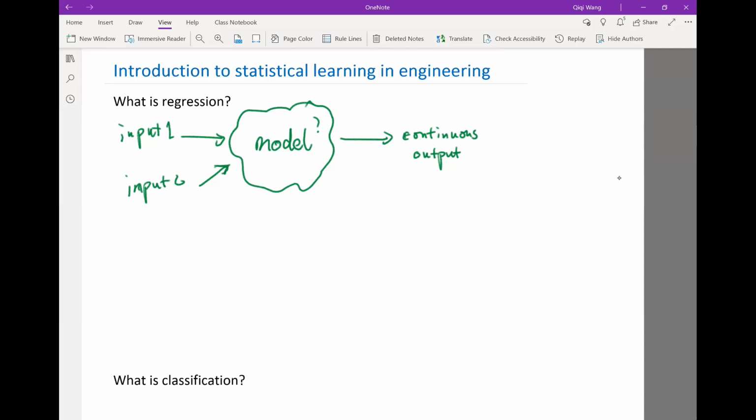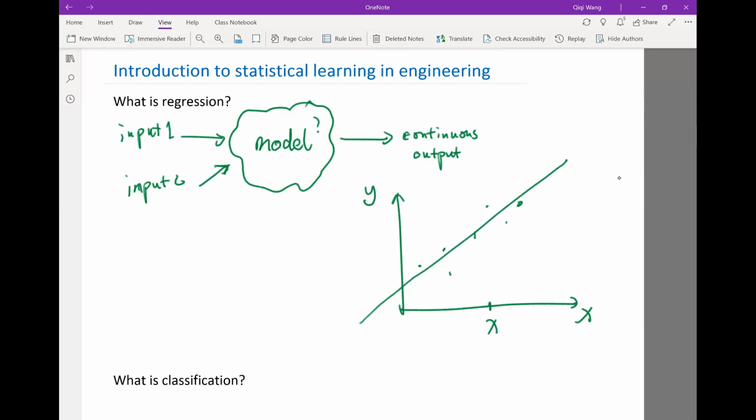For example, the classical linear regression you might have learned in any statistical methods course is basically having a y versus x relationship. You're given a bunch of points, and you want to figure out the best line that fits these points, so that for any given x, you look for what the y is on that line. This is an example of a continuous output given some inputs.